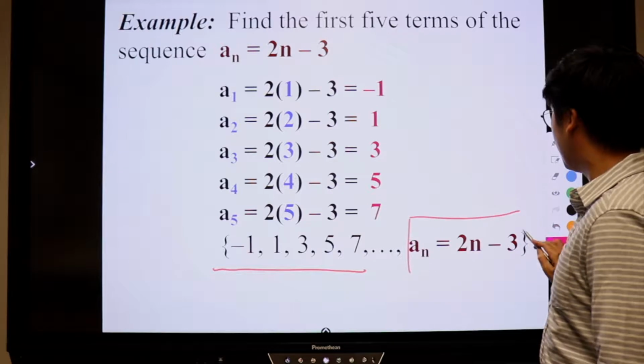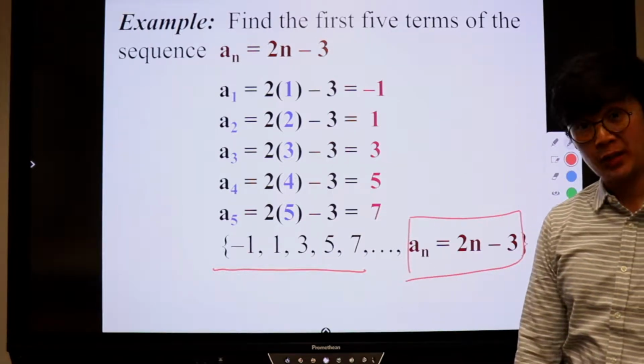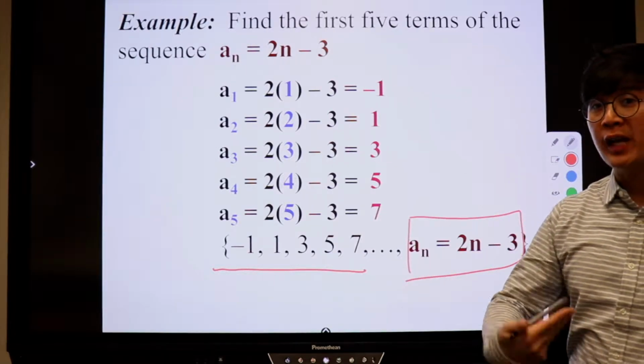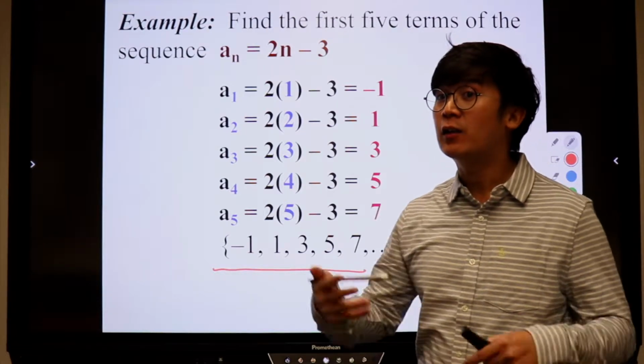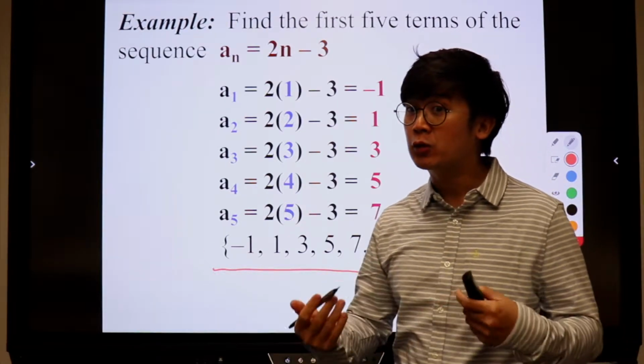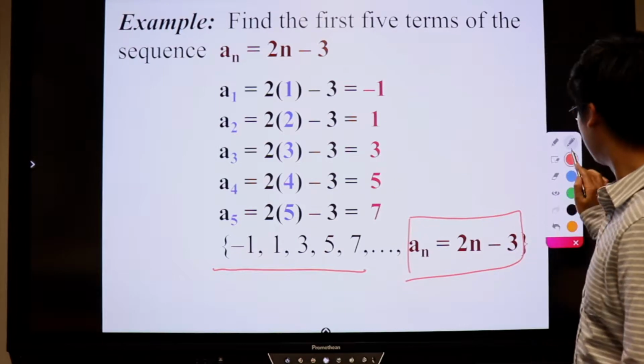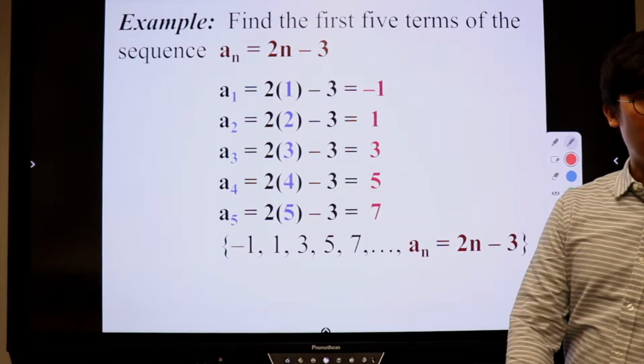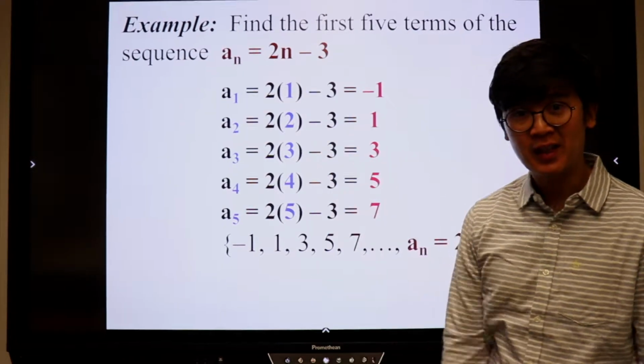And this is the formula that you use to produce the sequence. That's what we're doing in sequences and series. Looking for the pattern and being able to replicate the pattern. Easy, right? Formula, first 5 terms.